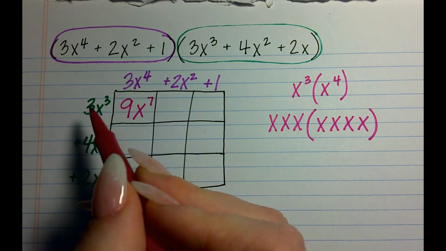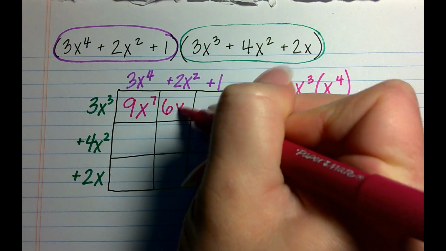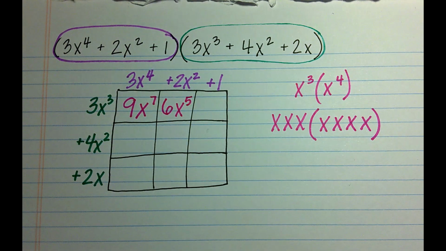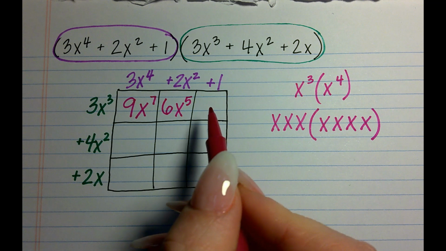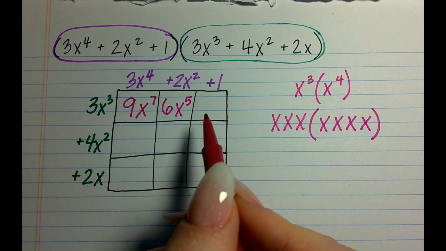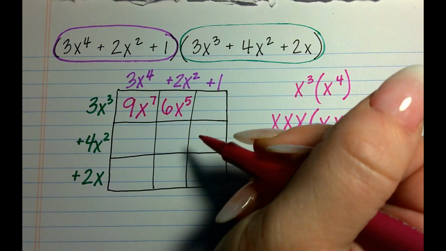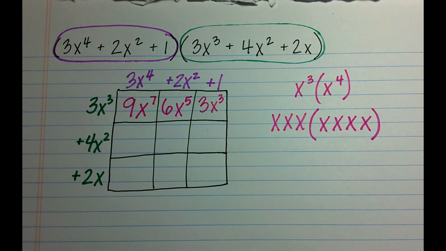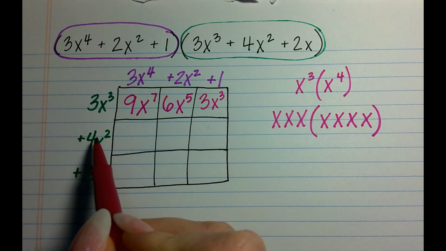So what is my coefficient? 6. 3 times 2 is 6. Good. And what's my new exponent? 5. 3 and 2 is 5. Okay, and my last box on the top row, what do I multiply? 1 times the 3x cubed. So 1 times 3x cubed is 3x cubed. It does not change. We've done the first row. Beautiful.